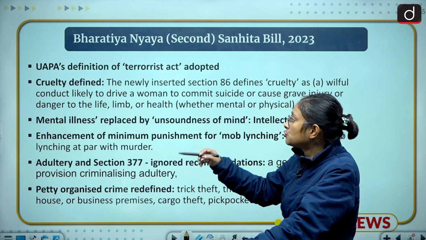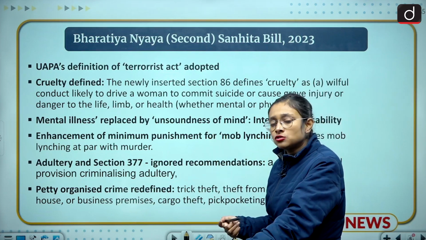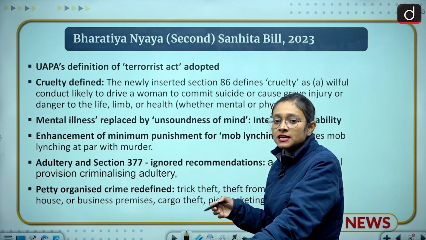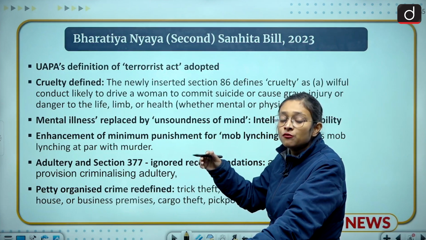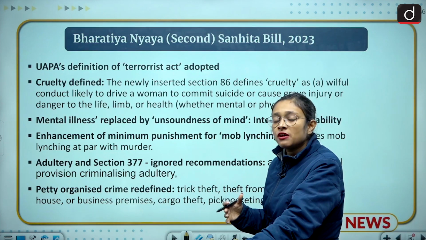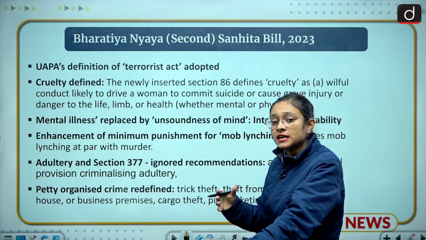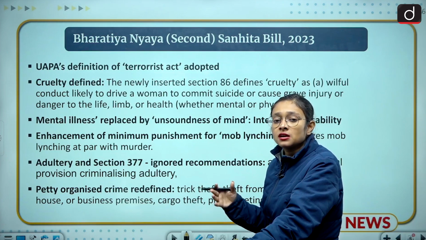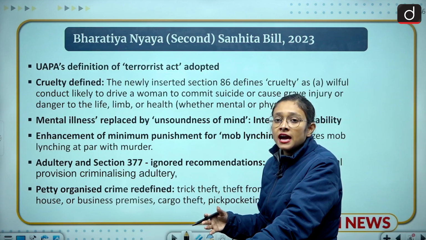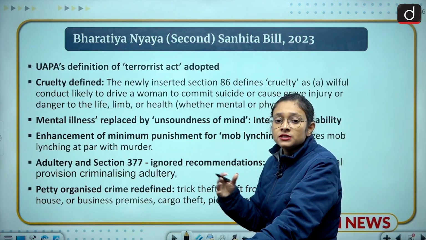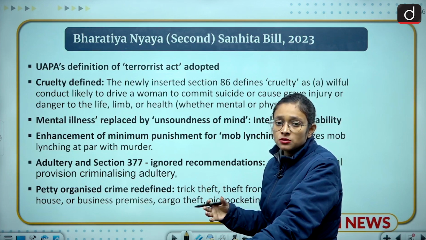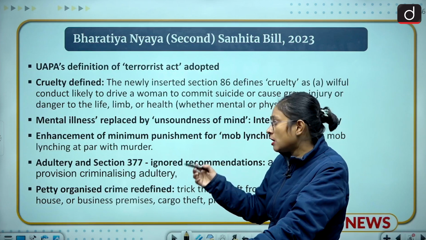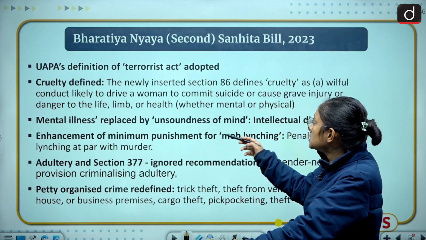Coming to the second thing, which is cruelty defined. Earlier also we had cruelty defined in the IPC, and Section 498 of the IPC has this provision, but right now this provision has been formulated in a different manner, in which cruelty is defined against a person, especially in terms of women. If any woman faces cruelty from her husband or her in-laws, and is sexually, physically or mentally tortured by any person, that is called cruelty. So it gives new terms of reference for cruelty.